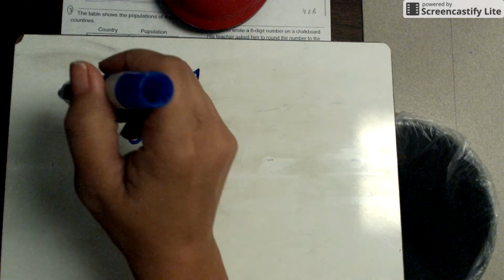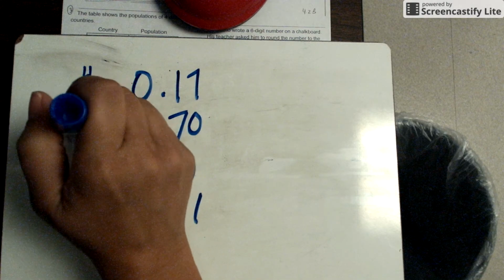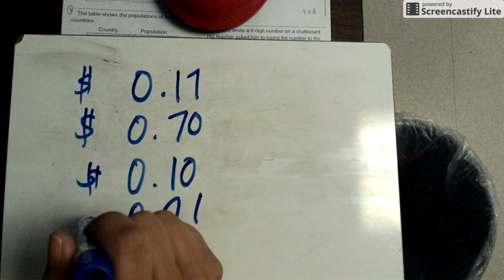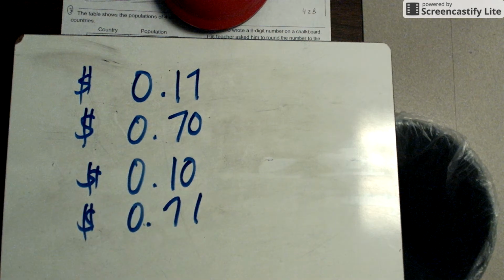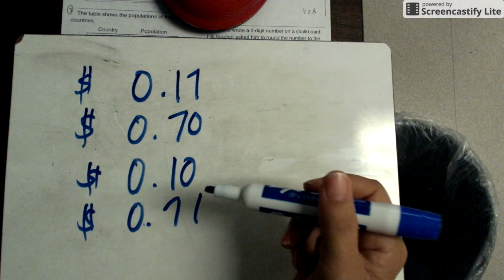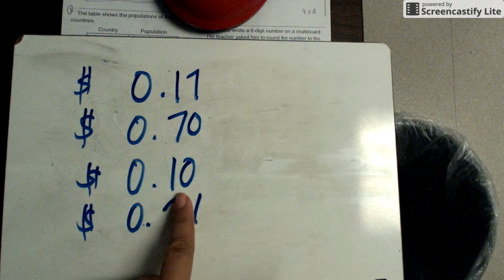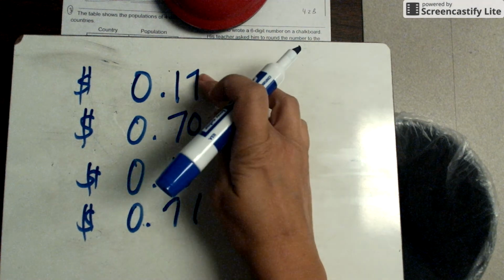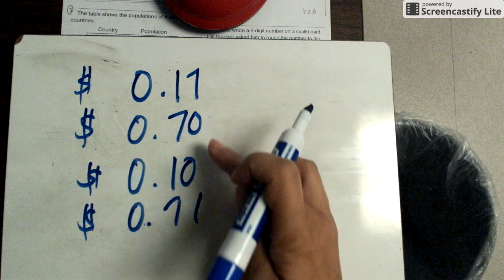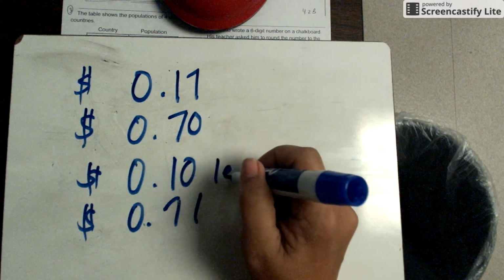And then I like to say, pretend like it's money. When I pretend like this is money, it helps me to get a clearer idea of which one is the largest amount of money and which one is the smallest amount of money. So when I look at these decimals, I can see that 10 cents is the smallest amount of money. That's smaller than 17 cents or 70 cents or 71 cents. So I'm going to put least.